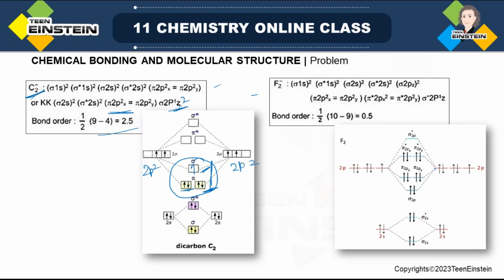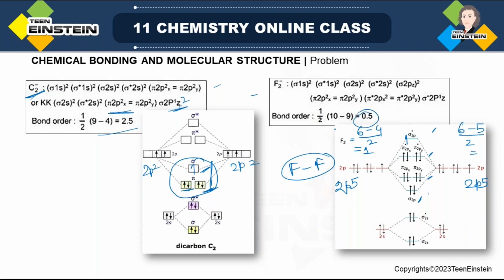Then for F2, it is sigma first, then pi star, then sigma, and it is 2p5 for fluorine. So total 10 electrons we have placed in this way. So if you simply consider for fluorine, it is basically total 6 minus 4. So you are getting only 1. We know F2 molecule bond order will be 1. And F2 minus, now there is one more electron here. That means now the calculation will be 6 minus 5 by 2, which will give you 1 by 2. So you are going from bond order 1 to 0.5. So you will not get a stable species.